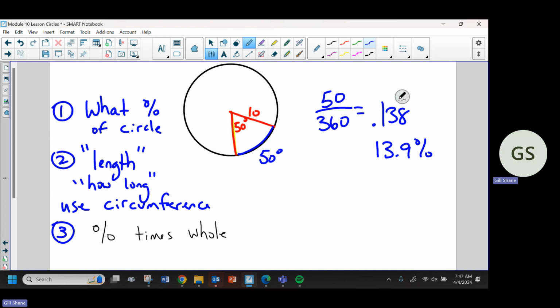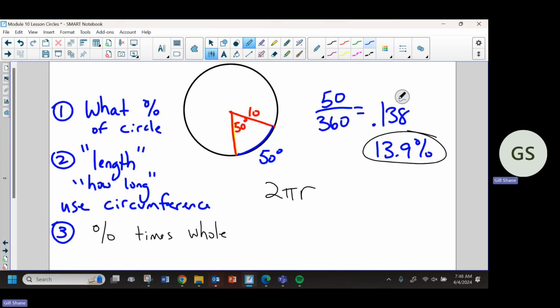So the percentage times the whole. I know the percentage, right? I need to figure out the whole. What would the whole be? No, because I want to know the length. So what does length mean? So the whole in this case is going to be the whole circumference. So I need to use the circumference formula, 2 times pi times r.